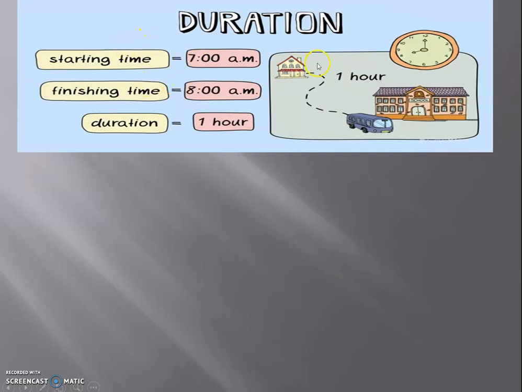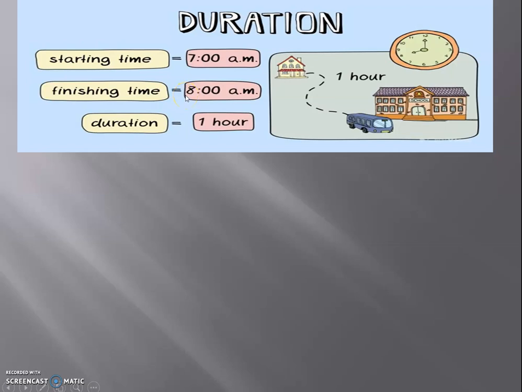So the duration. Suppose we are going to take the bus in the morning. The starting time, the time that I start my trip by the bus, is 7 AM. So the bus was at my home by 7. I entered the bus and spent 1 hour in the bus, and I finished my trip with the bus by 8 AM. So 8 minus 7 means 1, the 1 hour that I spent in the bus. So the trip from my home to the school takes 1 hour.